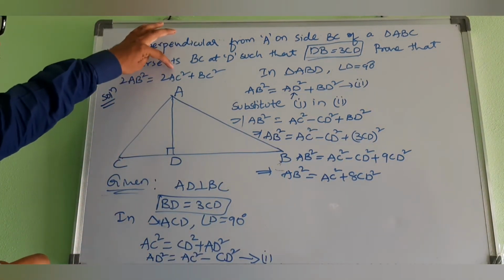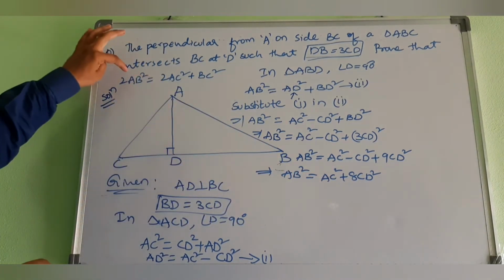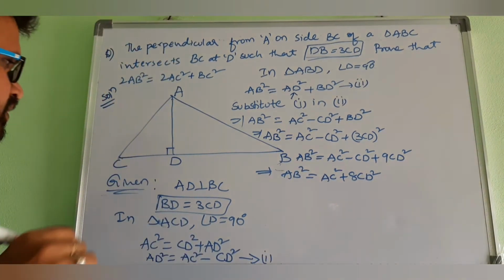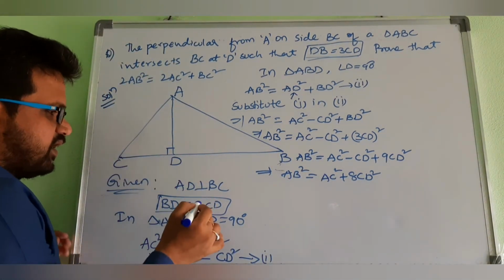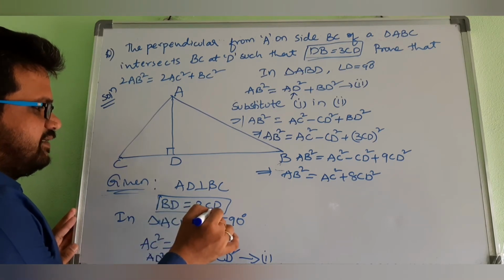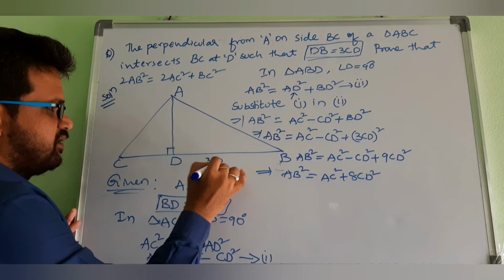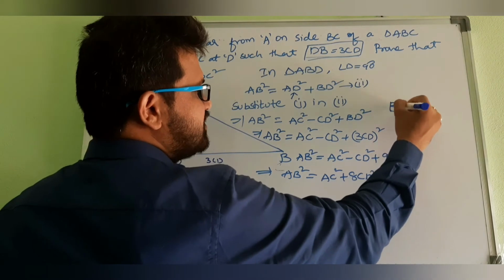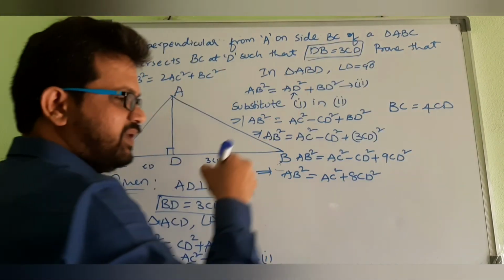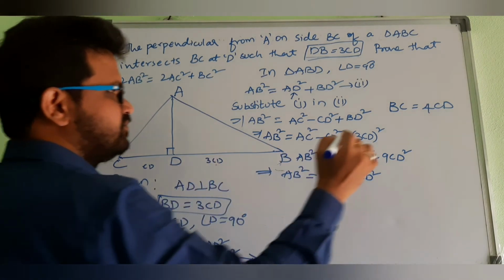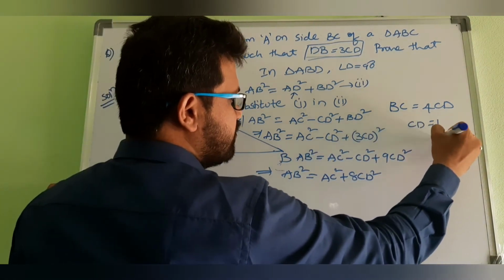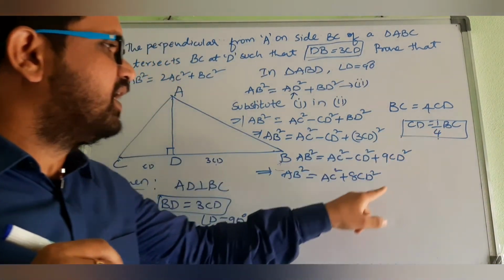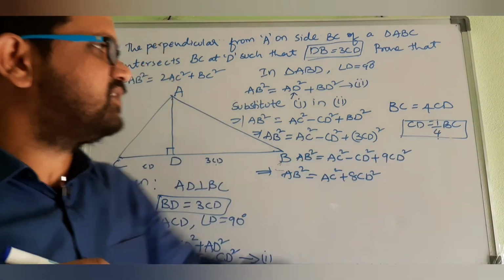But what we need here: AC square we got it and AB square also we got it, BC we need, right? But here CD is there. So how can we write CD? BD is 3CD, and up to this is 3CD plus this CD, 3CD plus CD, 4CD, means BC is equal to 4CD. And CD is equal to 1 by 4 BC. We have to write CD in terms of BC, right?